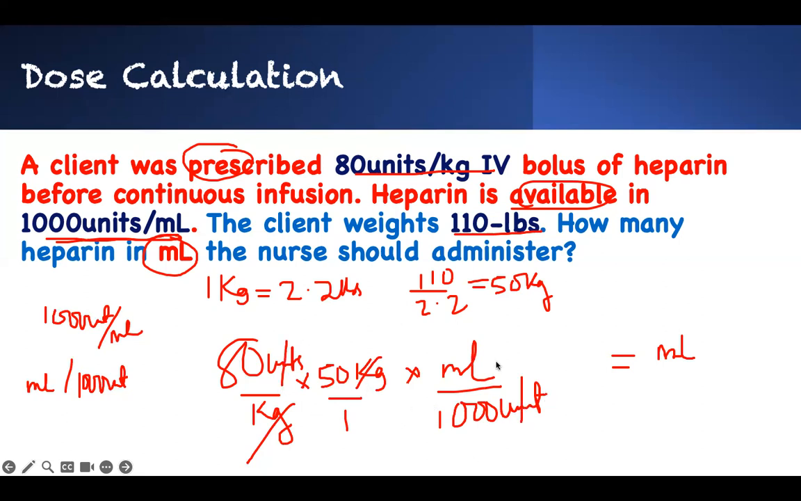We have canceled the kilos. Now we're left with ml, and that's why our answer should be in ml. And 8 times 5 is what? 40, so you have 4, 40, and 2 zeros, 0, 0 over 1,000. All 3 cancel. You're left with 4 ml. So the patient will be receiving 4 ml. That's what he's going to get. So how many ml of heparin should the nurse administer? That's 4 ml. Straightforward.